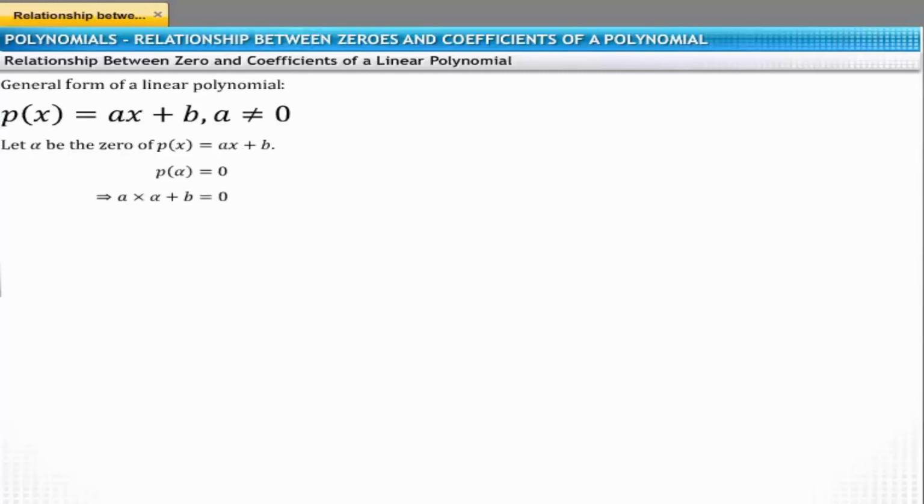Now, let's consider the general form of the linear polynomial p of x is equal to ax plus b, where a is not equal to 0. Recall that a linear polynomial can have a maximum of one zero. Let's assume that alpha is the zero of the linear polynomial ax plus b. Hence, we can say that p of alpha is equal to 0. This implies that a multiplied by alpha plus b is equal to 0. On simplifying this expression, we get alpha is equal to minus b divided by a. Here b is the constant term and a is the coefficient of the variable x of the linear polynomial. This equation defines the relationship between the zero and the coefficient of the linear polynomial.